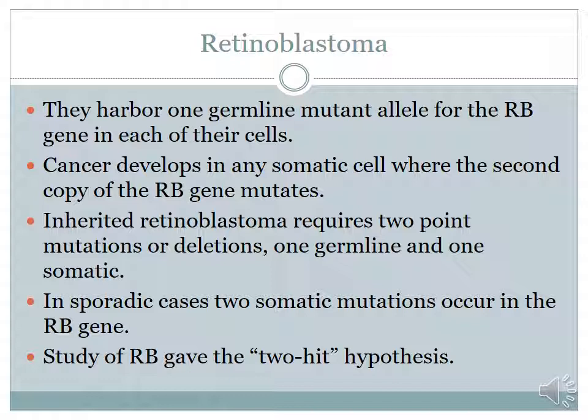Inherited retinoblastoma requires 2 point mutations or deletions, one germline and one somatic. In sporadic cases, 2 somatic mutations occur in the RB gene. In fact, the study of RB was the origin of the two-hit hypothesis of cancer causation, that 2 mutations, germline and somatic or 2 somatic, are required to cause a cancer related to tumor suppressor deletion or malfunction.